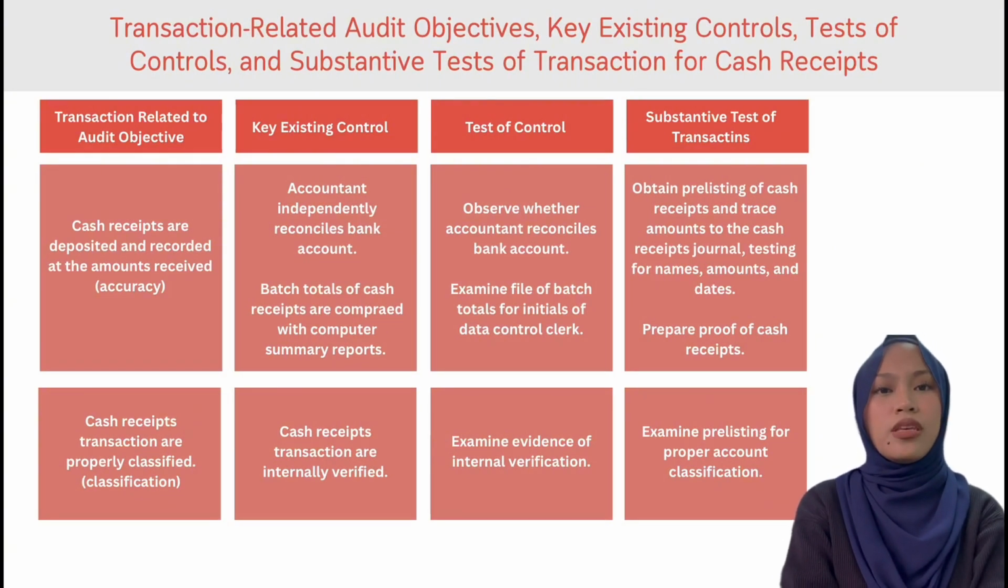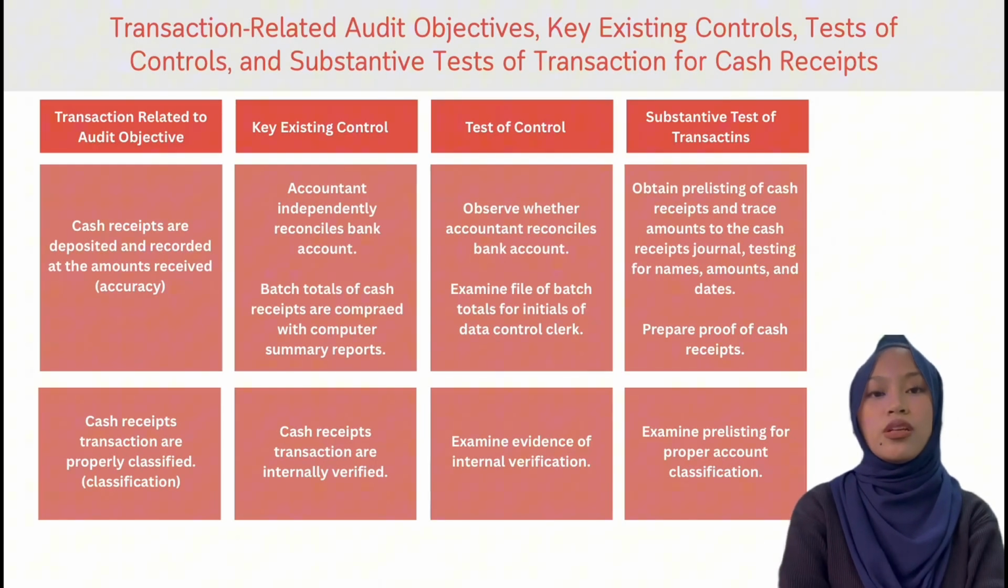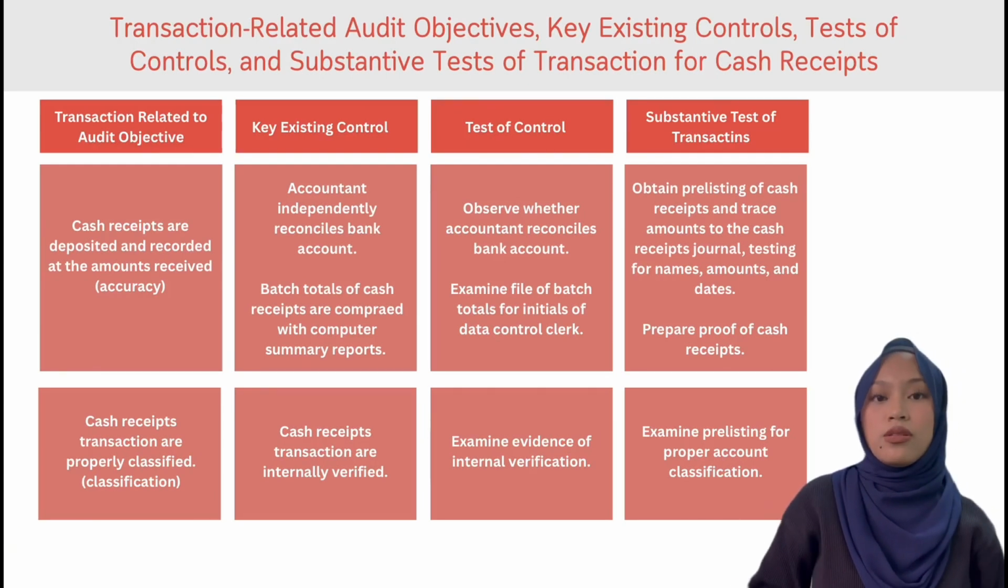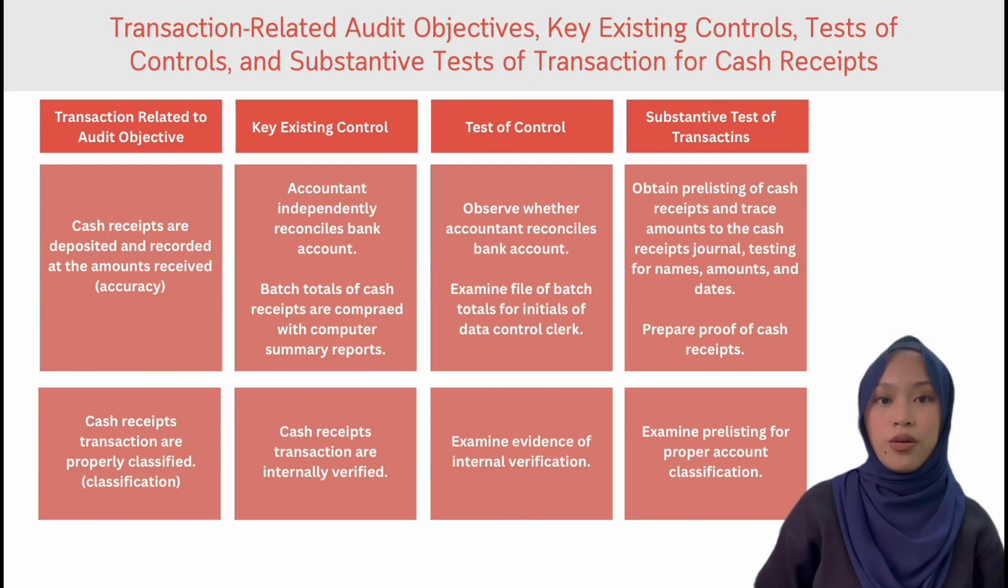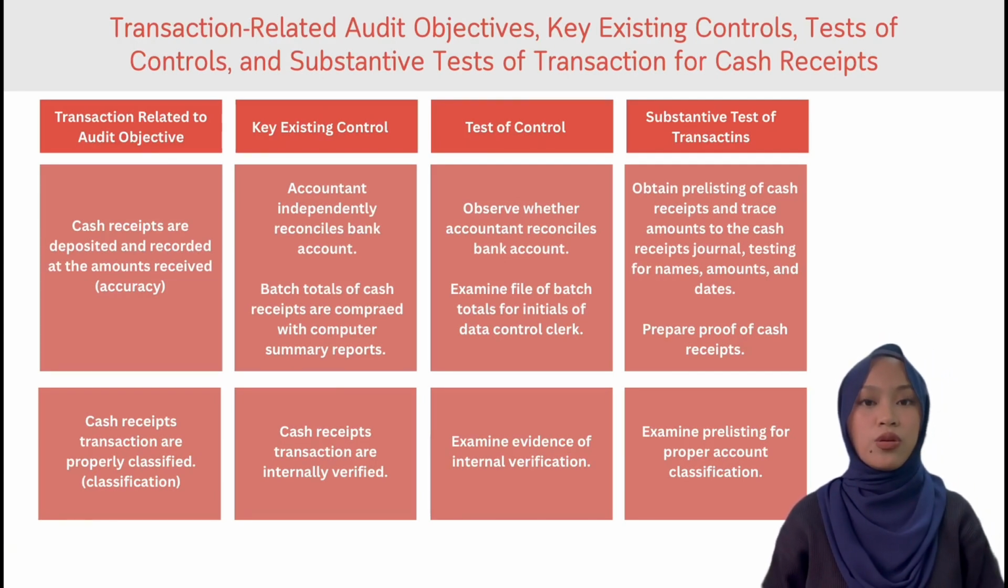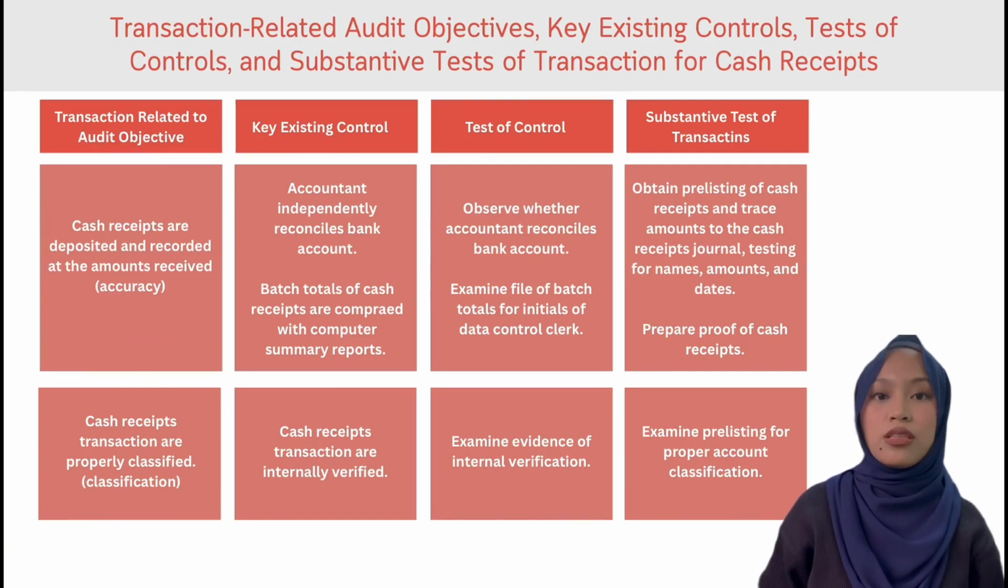This means the company must record cash receipts at the correct amount, not more or less than what was actually received. To control this, the accountant independently reconciles the bank account, and batch totals of cash receipts are compared with computer summary reports. Auditors test this by observing whether the accountant performs the bank reconciliation and by examining the batch total files for initials of the data control clerk.